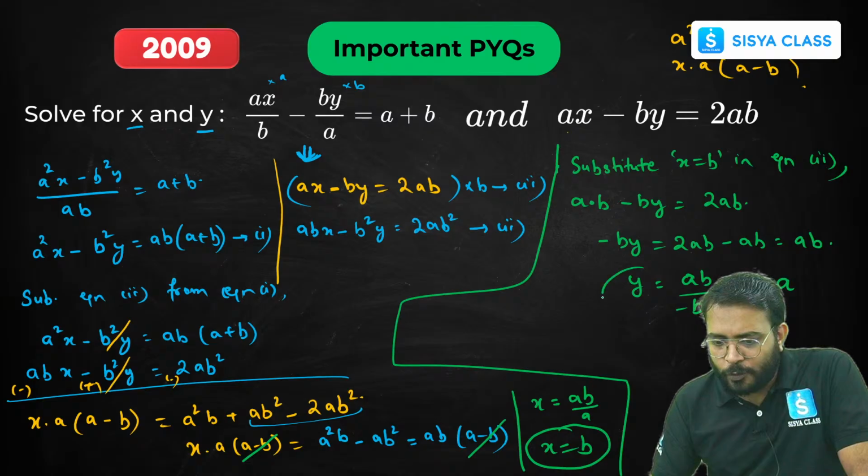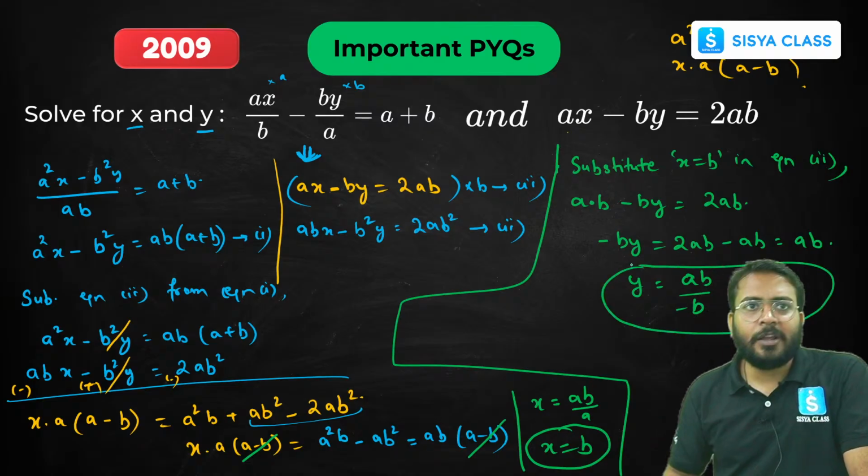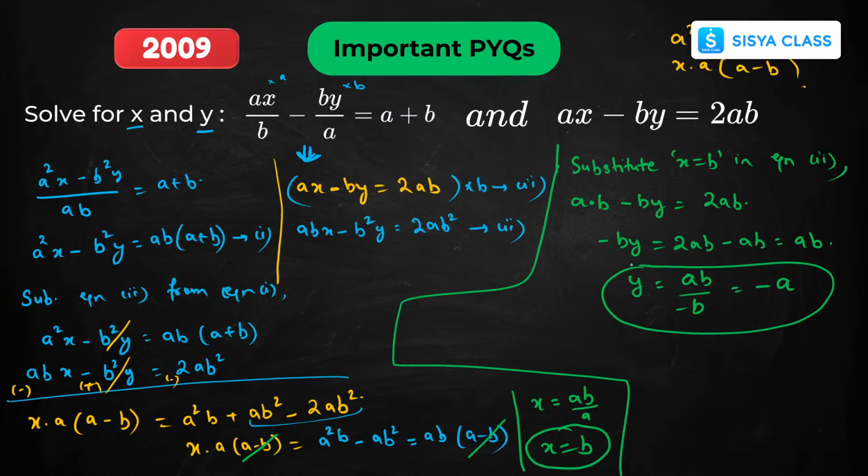What is going to be the value of y? Value of y is going to be minus a, and value of x is going to be b, okay. X is equal to b and y is equal to minus a. This is going to be the solution of this pair of equations, all right, okay.